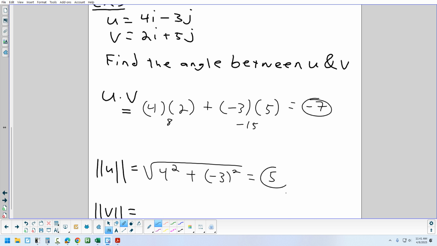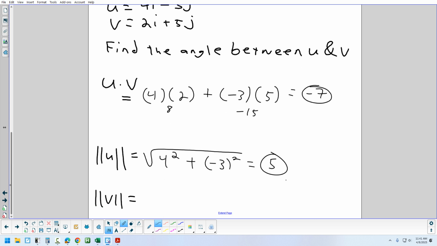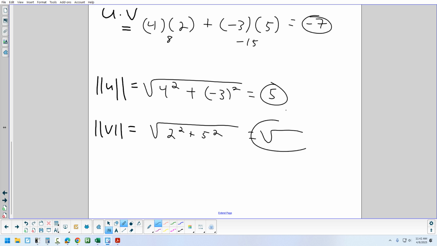So we got the magnitude of u, and can someone else tell me how to get the magnitude of v? It's the square root of 2 squared plus 5 squared. And that's going to give me how much? Square root of 29. Okay, so I got all the pieces of information I need to find the angle.